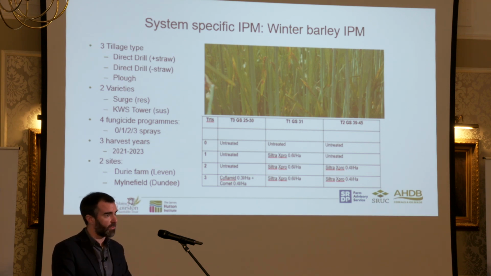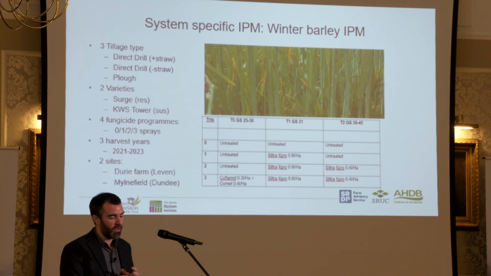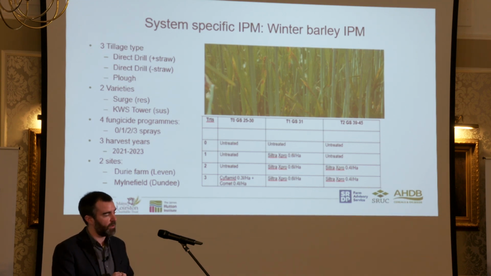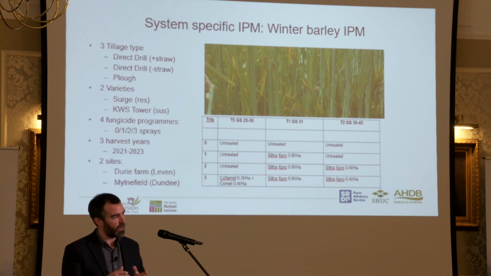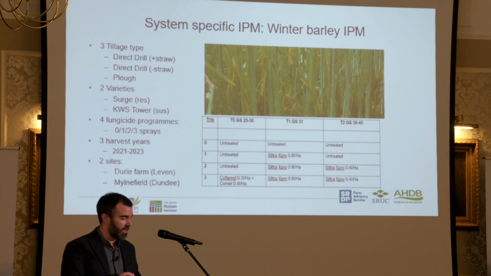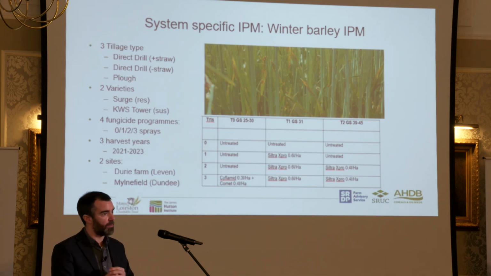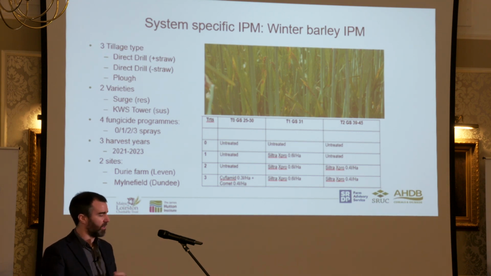We completed the last of the 3 harvest years last year, and this has been conducted at 2 different sites in Fife and Perthshire. One in Leven, which has been in direct drill for 20 plus years, and then one at the back of James Hutton in Dundee, which has been ploughed for about 20 years until the year before this trial, in which it was in min-till, as we're trying to control for as many factors as we can.